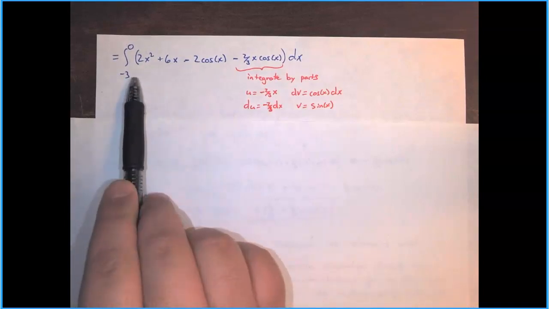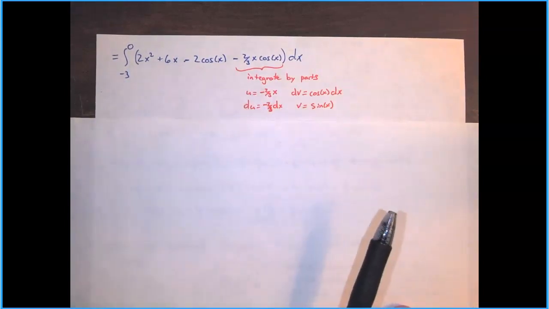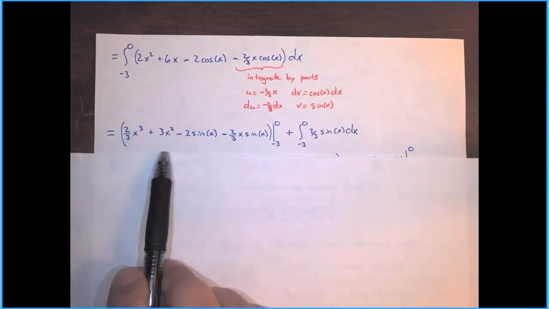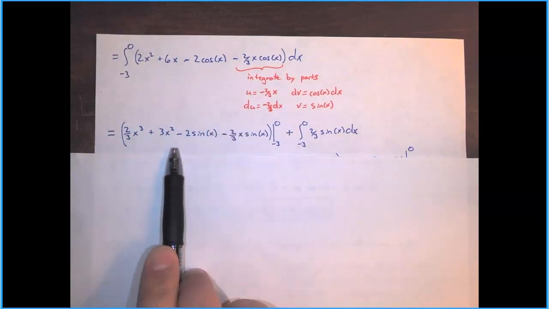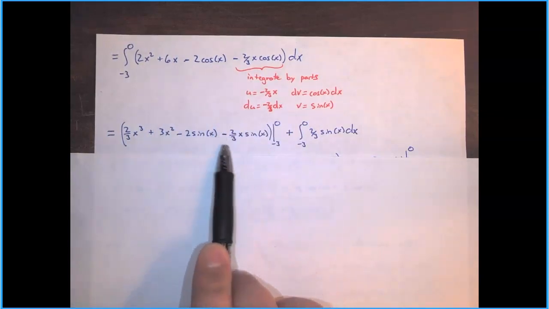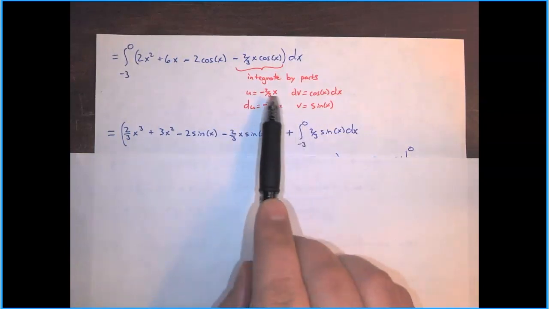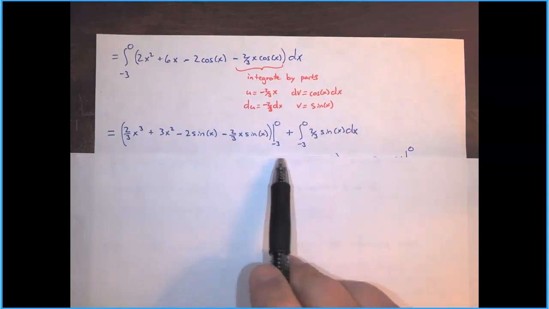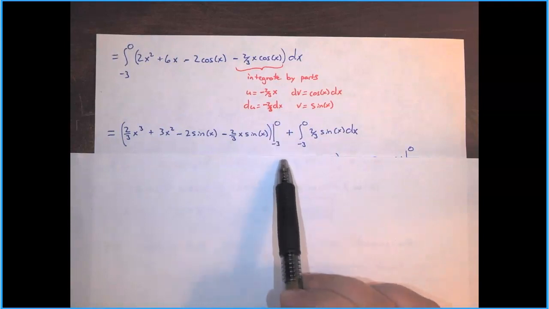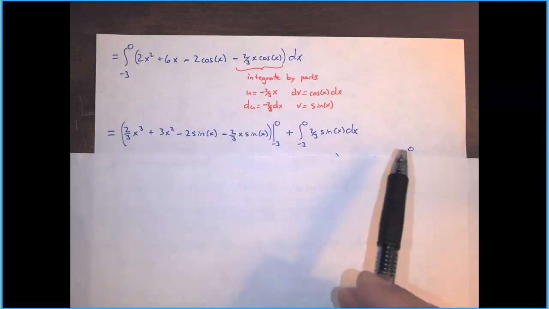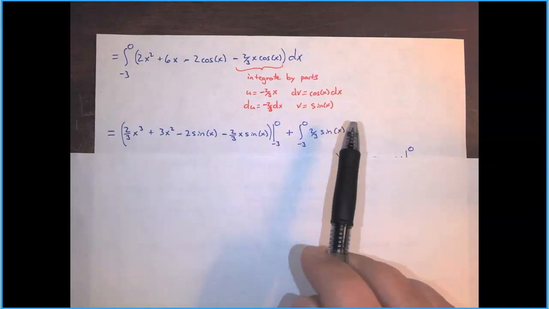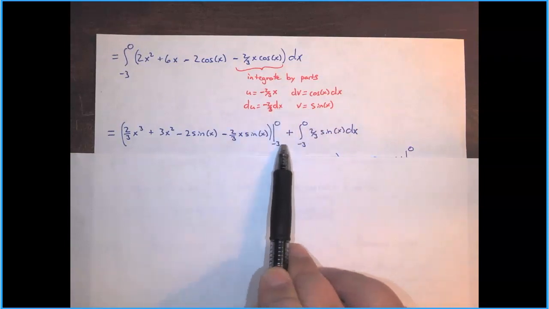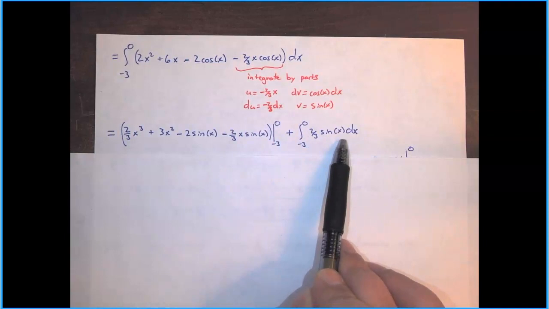So now what I'm going to do is integrate these 3 terms and set up my integration by parts. So I integrate 2x squared to get 2/3 x cubed, 6x I integrate to get 3x squared, negative 2 cosine, I integrate to get negative 2 sine, and now here I'm adding plus u times v, where u is negative 2/3 x, v is sine x. So I get negative 2/3 x sine x. All of these functions I now evaluate from negative 3 to 0, and now I subtract the integral of v du. So minus the integral of sine of x, negative 2/3 dx, and I've just taken the minus and the negative and changed it to a plus, the integral of 2/3 sine x.